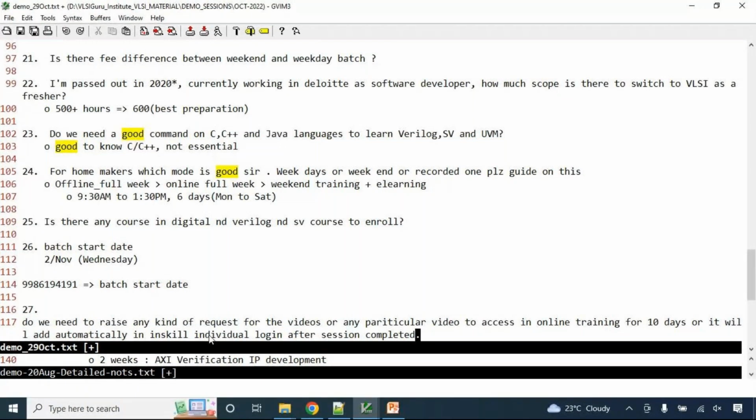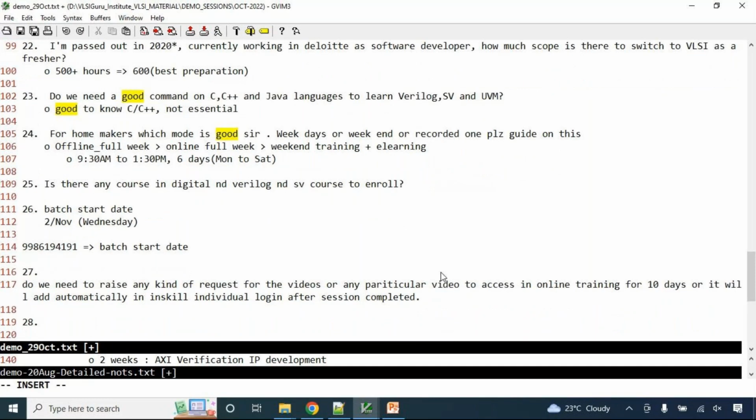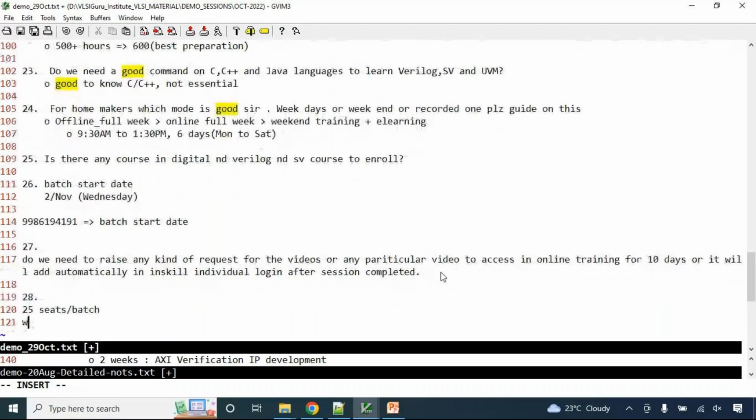So I think we are done. We will end the session here. One thing: if you would like to enroll, please complete enrollments as soon as possible. Generally, we have 25 seats per batch. To complete the enrollment, you can go to this link, vlsaguru.com fee-transfer. There you will find the account details and the process. Once you have made the fee payment, you can pay 5,000 just to confirm your enrollment.